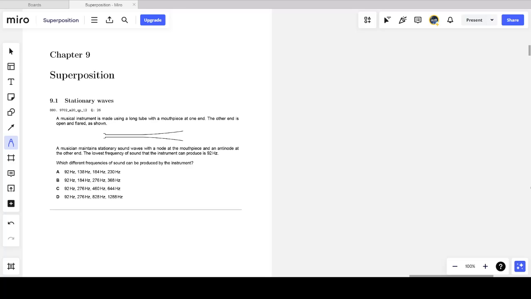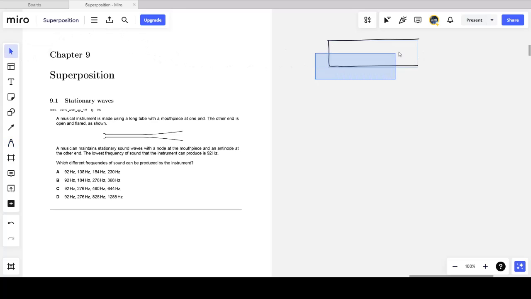So 92 is obviously the first, and we want to know the second, third and fourth modes of vibration, or the fundamental frequency and then the overtones. I'm going to model this instrument as a pipe that is closed at one end, something we're already familiar with. If I model it as a pipe that's open at one end, then I can try and figure out what's happening.